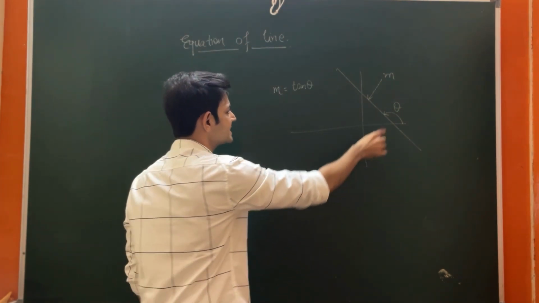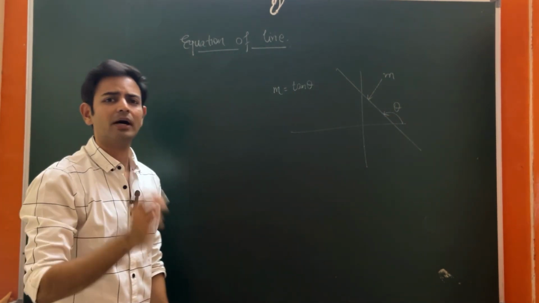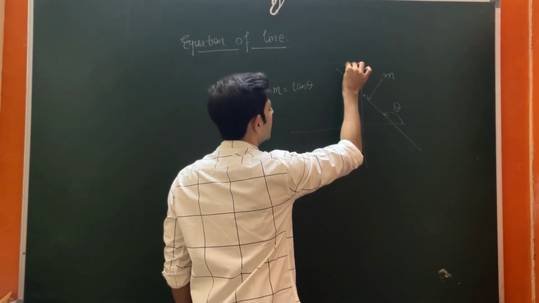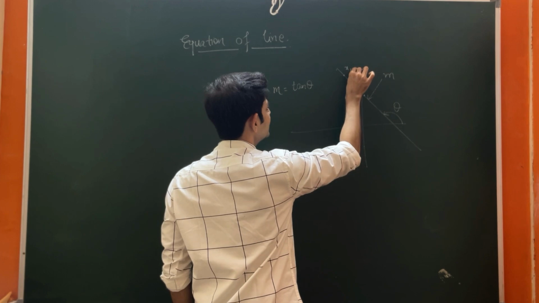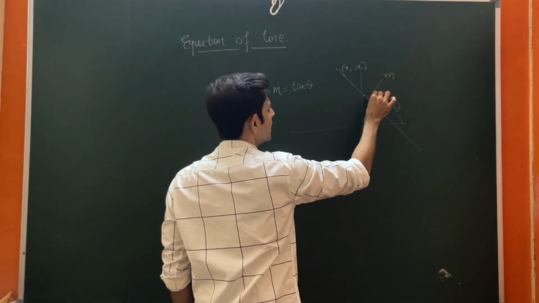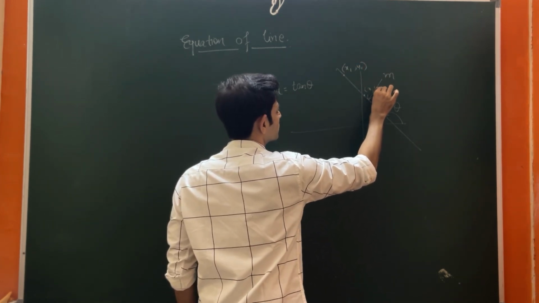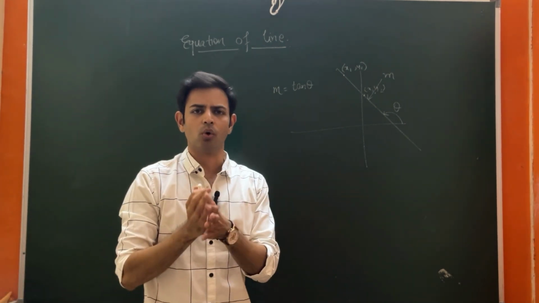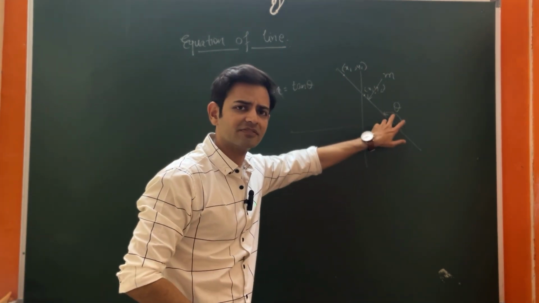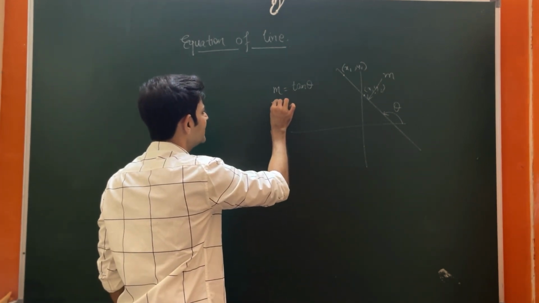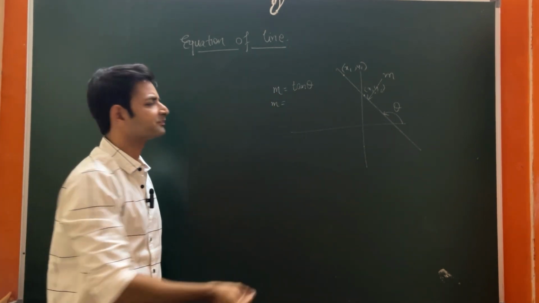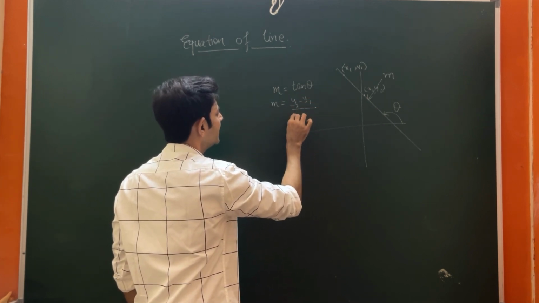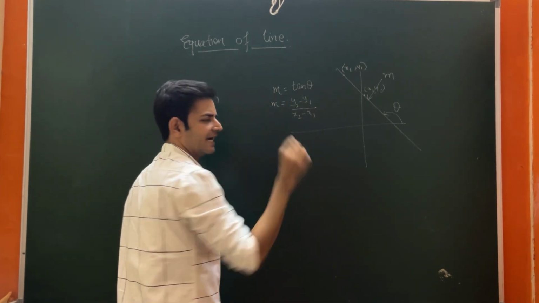Now, in case theta is not given to you, but you are given 2 points of this line, let's say x1, y1 and x2, y2. These 2 points can be anywhere on this line. So, in case theta is not given to us, we can still find the slope by the formula y2 minus y1 upon x2 minus x1.